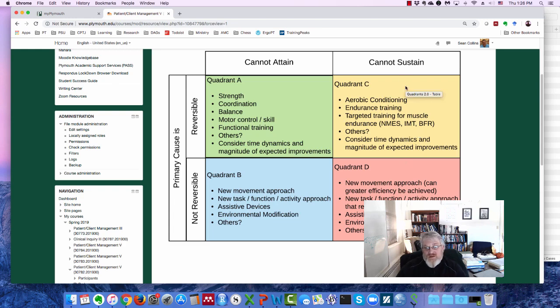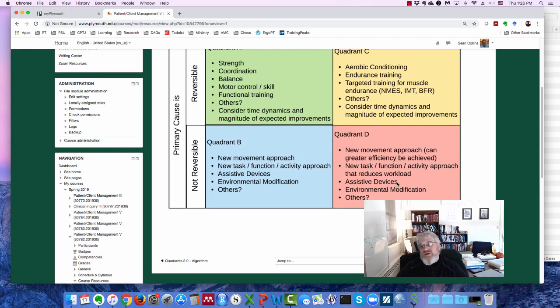If they cannot sustain and it's not reversible, then we're talking about quadrant D. And again, we need a new movement approach, maybe something with greater efficiency, so they can take their current ability to transfer energy and do work at a lower level of energy so that their ability to process energy meets the need. They can meet that demand because of the smaller demand. So they might need a new task function approach that reduces workload. Assistive devices can be involved here, environmental modification.